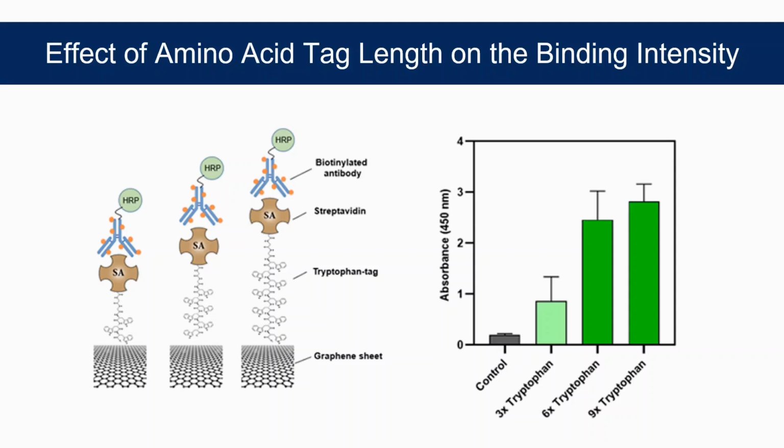Then we tried to observe the effect of amino acid tag length on the binding intensity. In this case, of course, we use the tryptophan tag: 3x tryptophan, 6x tryptophan, and 9x tryptophan. We measured the absorbance using the ELISA method. So you can see the 9x tryptophan shows the highest binding intensity.